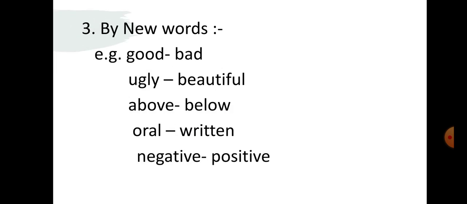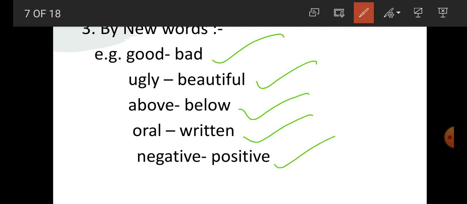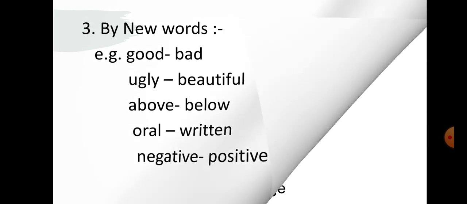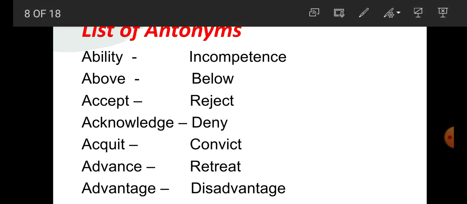Now the next way, by a new word. Students, some antonyms don't follow any rule, but they change to a new word for making antonyms. For example, good, bad, ugly, beautiful, above, below, oral, written, negative, positive. Now next, students, here is the list of 100 antonyms before you. First of all we will read the word and after that we will read the antonym.